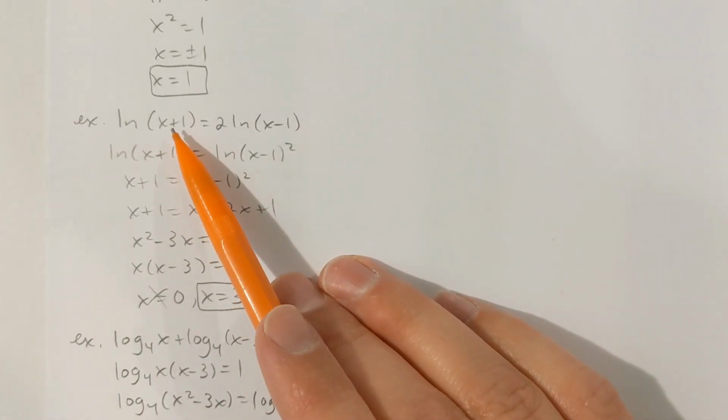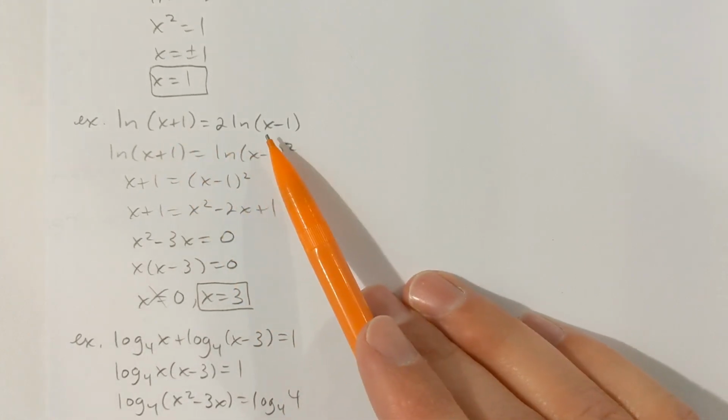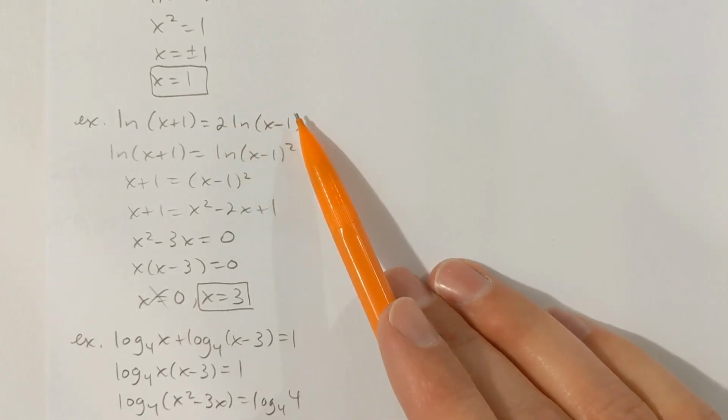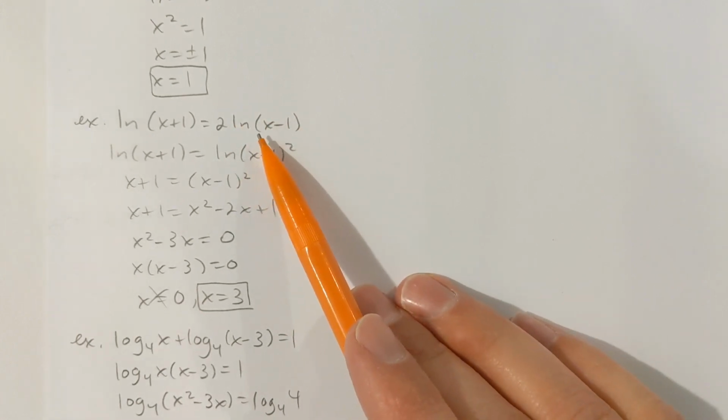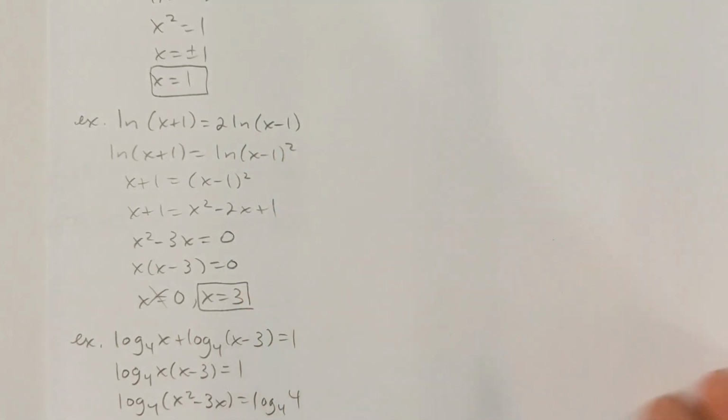If you plug in 3, you'll have ln of 4. And then 2 times the ln of 2, well, the 2 can be brought up. 2 squared is 4, so you'll have ln 4 on the other side. ln 4 equals ln 4, that's true. So 3 is going to be kept there.